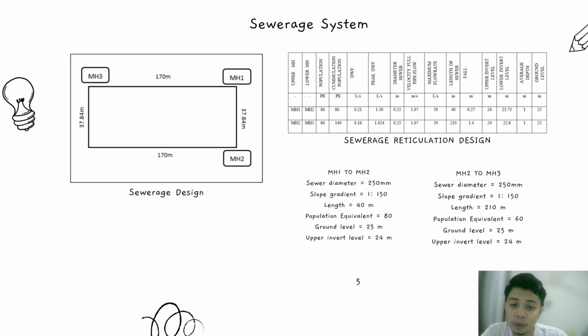Fall is 0.27. Ground level is 25. Upper invert level is 24 meter. Average depth is 1 meter. And for the last, lower invert level is 23.73 meter. That's all from me. Thank you.